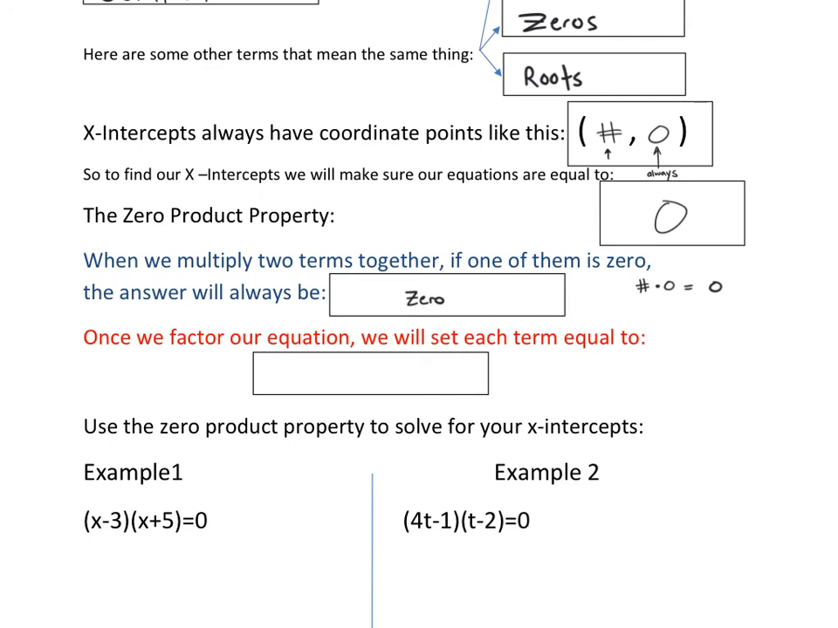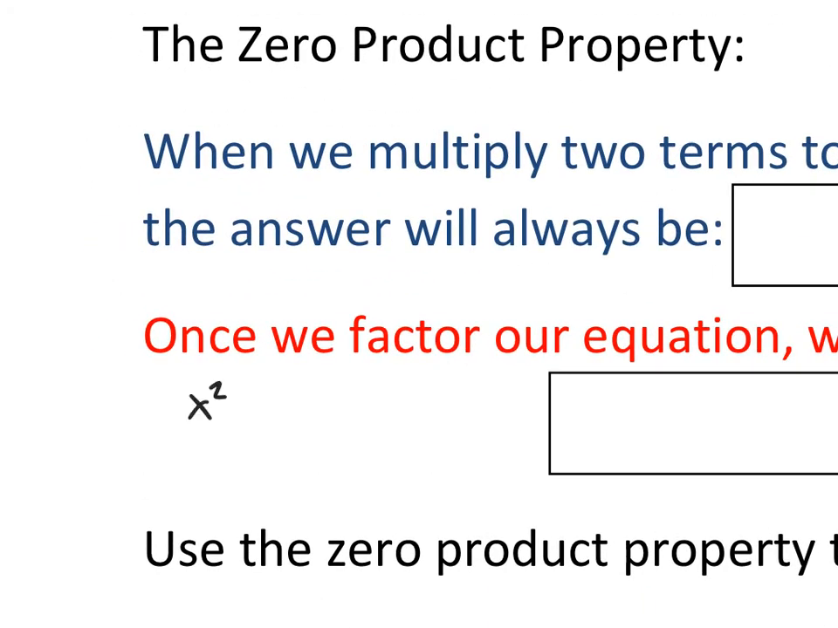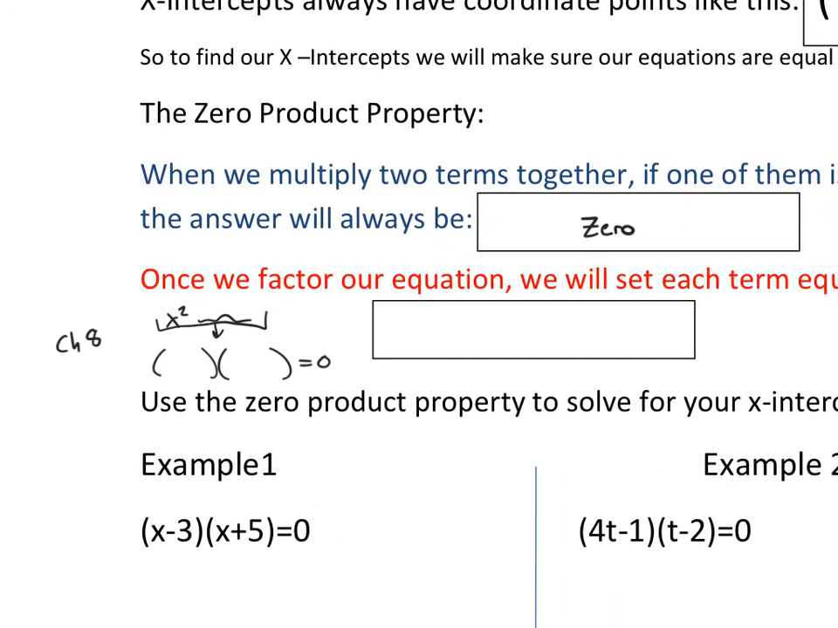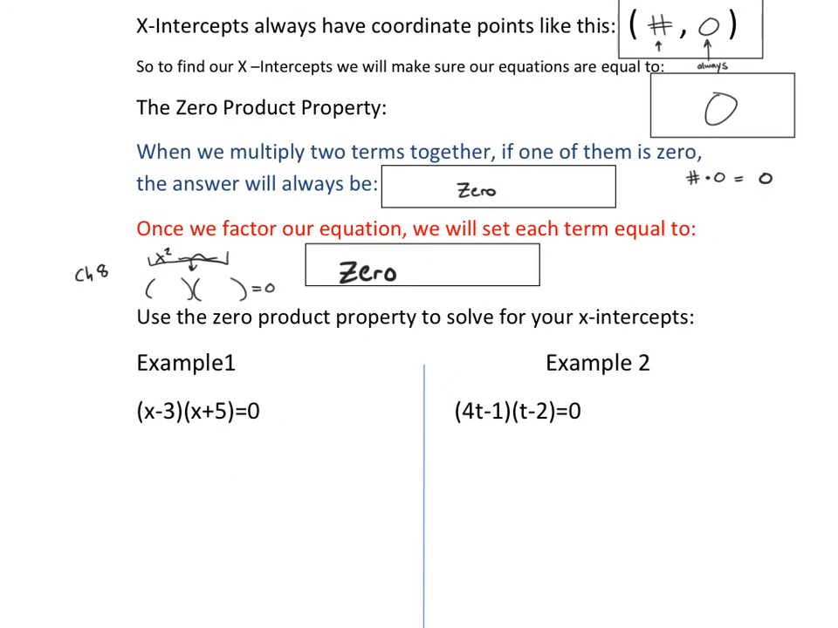So once we factor an equation, and if you remember, factoring involves taking a quadratic and splitting it up into two pieces. Right? We did this in chapter 8. We'd take a quadratic equation and we'd factor it into two pieces. What we're going to do is set up each piece equal to 0. And so I've got some examples of situations that have already been factored, and we're going to go through and find x-intercepts.